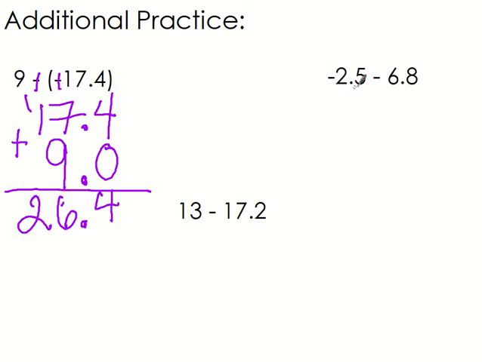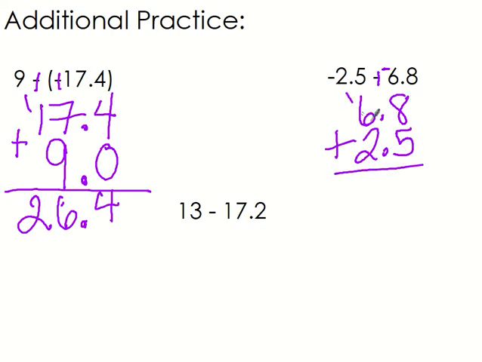So -2.5, take away 6 and 8/10. I'm going to add the opposite. And notice as soon as I do that, they're the same sign. So 6 and 8/10 plus 2 and 5/10. So this is 13, 6, 7, 8, 9. Decimal brought down. Both were negative. So the answer is negative.